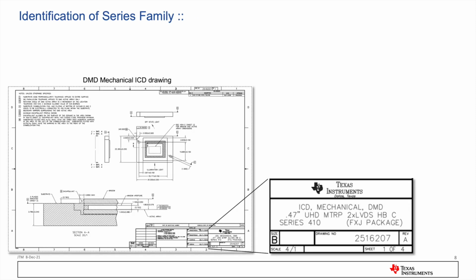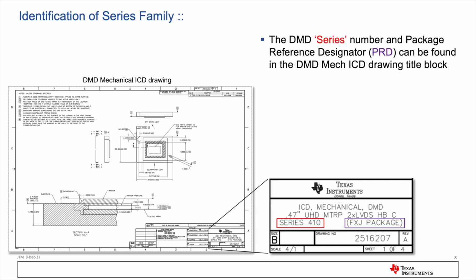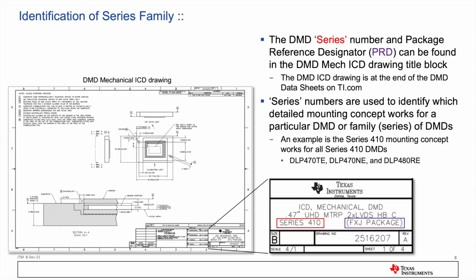The title block on the DMD mechanical ICD drawing indicates the DMD series number and package reference designator. The ICD drawing can be found at the end of the DMD datasheet. The series number of the device is used to identify the detailed mounting concept for a particular DMD. An example is a Series 410 mounting concept will work for all Series 410 DMDs.